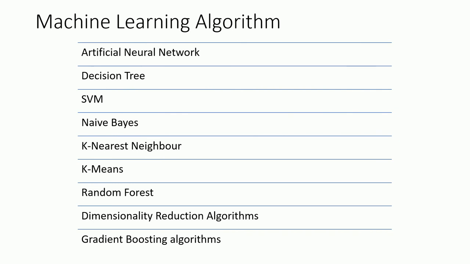Let's see some of the machine learning algorithms such as artificial neural network, decision tree, SVM, naive Bayes classifiers, k-nearest neighbors, k-means. There are random forests, which are an ensemble technique, and dimensionality reduction algorithms like PCA and LDA, right? And there are XGBoost algorithms. These are algorithms which are really useful to solve classification and prediction problems.